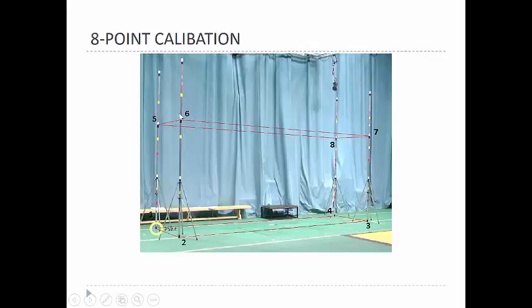So marker 6 here is 2 meters above marker 2. Marker 2 is 1 meter in front of marker 1. Marker 3 is 5 meters horizontally away from marker 2. So that defines a 1 by 5 by 2 volume or space that we want to capture 3-dimensional data in.